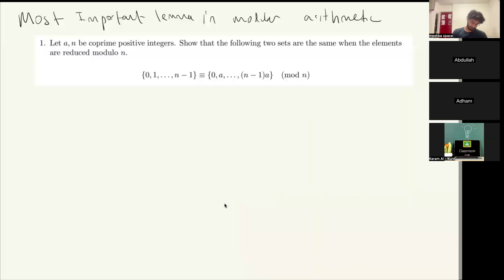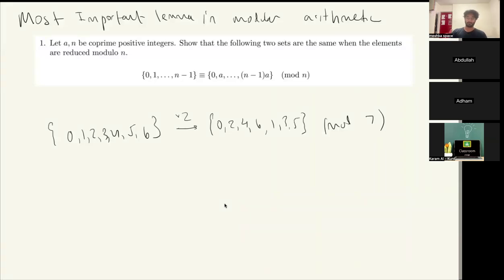Let's do a simple example. If I go mod 7 and take 0, 1, 2, 3, 4, 5, 6, and then double everything, so N is 7 and A is 2, then it becomes 0, 2, 4, 6, and then 8 is 1, so 1, 3, 5. And so it's the same set, just permuted, right?